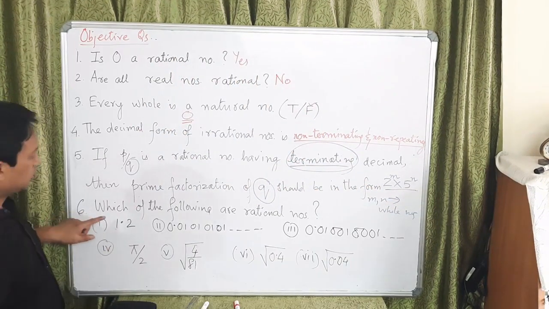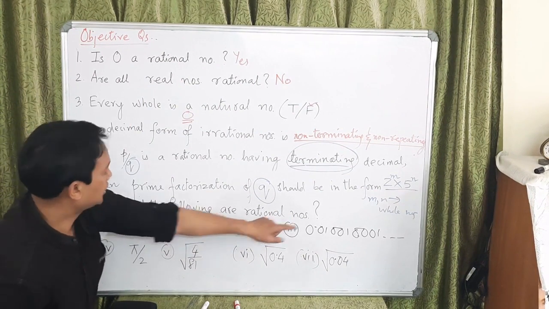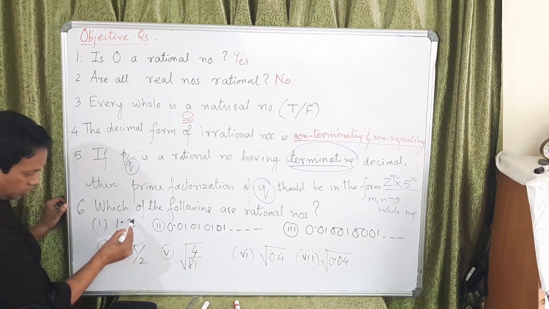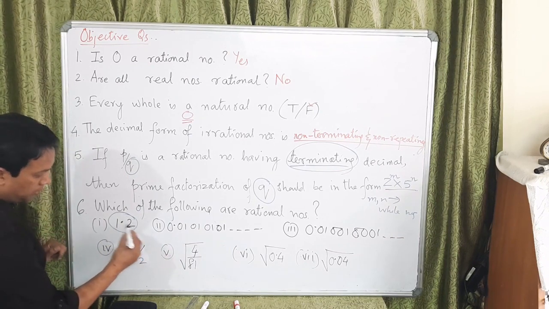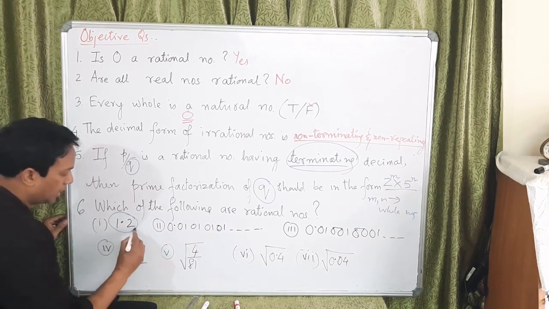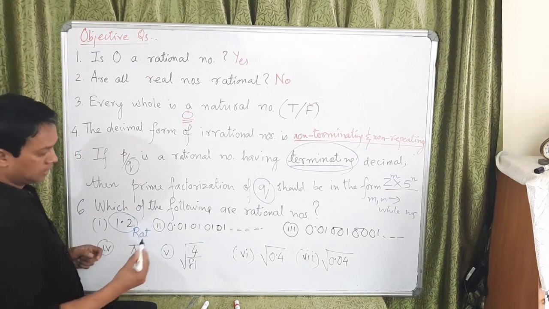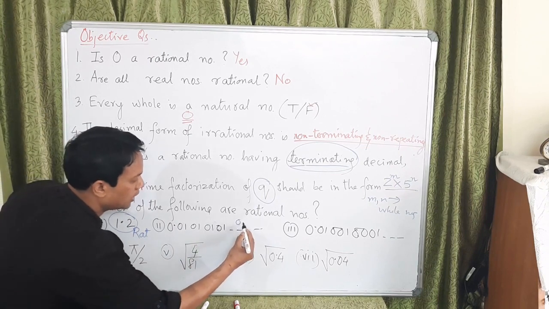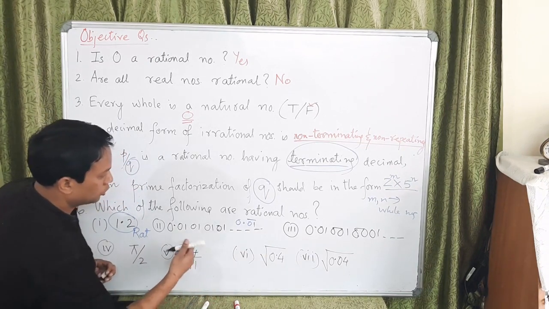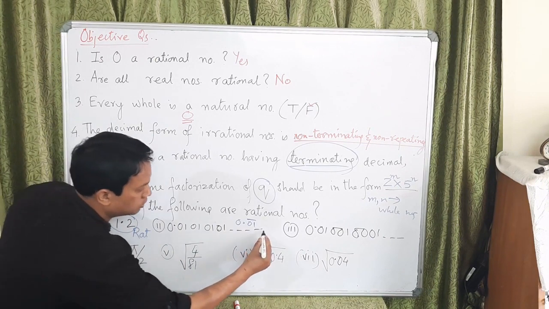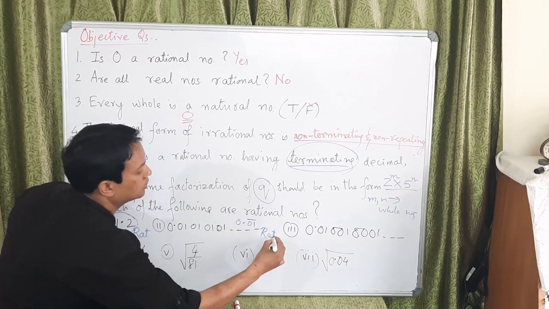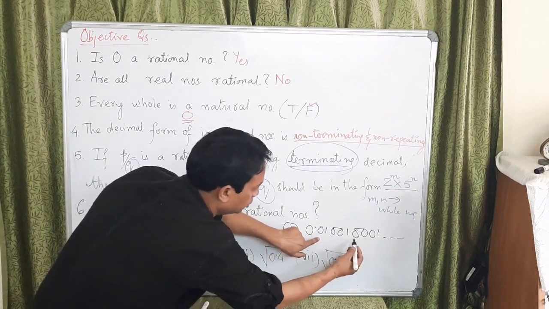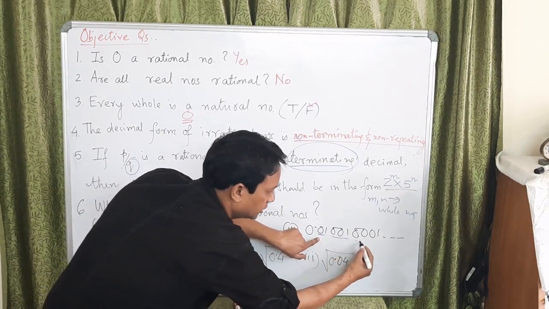If you look at question number 6, which of the following are rational numbers? We have to select which one is rational and which one is irrational. Here 1.2 is a terminating decimal. It stops, so it has to be a rational number. Now this one, 0.01, 01, 01 just repeating, so we can write it as 0.01 bar. Non-terminating but repeating, this one also we know is rational.